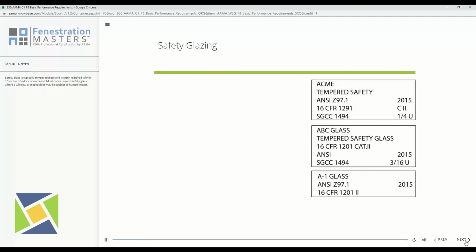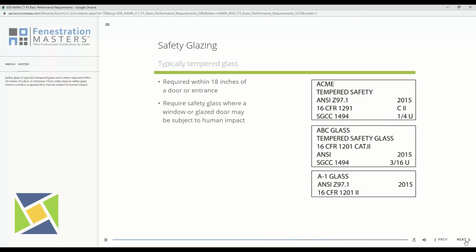Safety glass is typically tempered glass and is often required within 18 inches of a door or entrance. Most codes require safety glass where a window or glazed door may be subject to human impact.